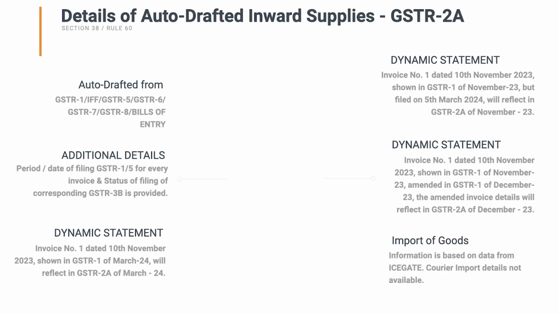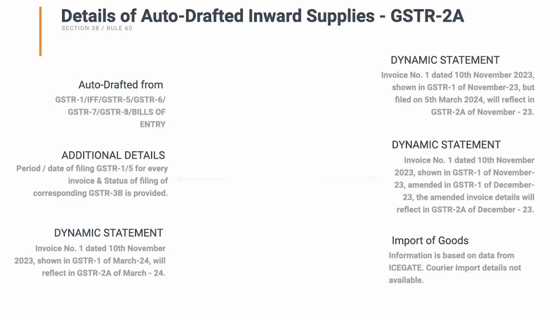Now, similarly, if the invoice number 1 dated 10th of November 2023 is shown in GSTR 1 of November 2023, the due date for November 23 is actually 11th of December 2023, but what the taxpayer does is he files it on the 5th of March 2024. Which GSTR 2A will it reflect in? It will reflect in the November 2023 GSTR 2A only.